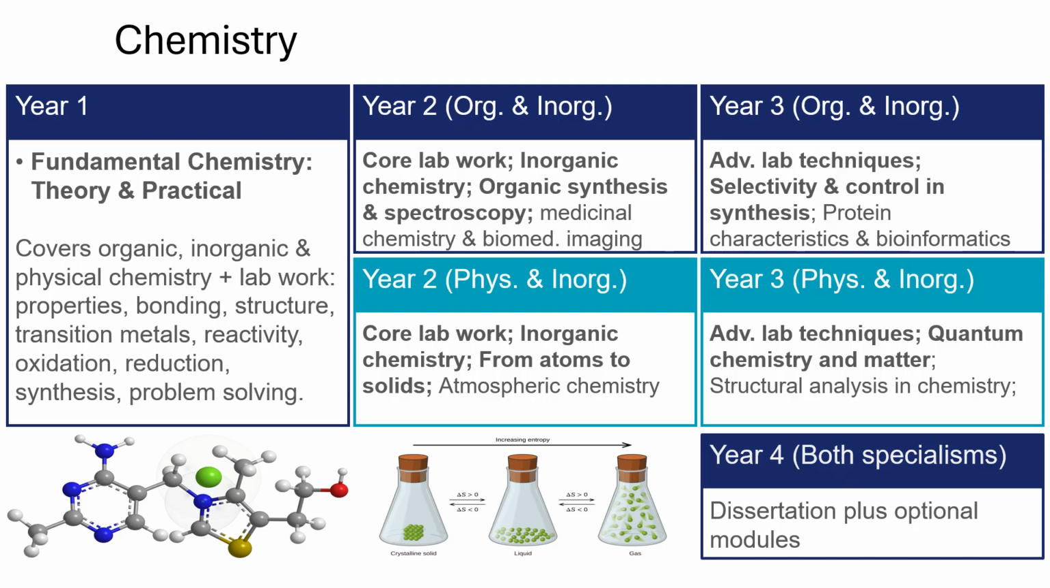And you have the option to choose from optional modules, and could be atmospheric chemistry in year 2, but then in year 3 there is the option to do, as an example, structural analysis in chemistry, where you will be studying the various structure determination methods such as electron microscopy or magnetic resonance imaging.